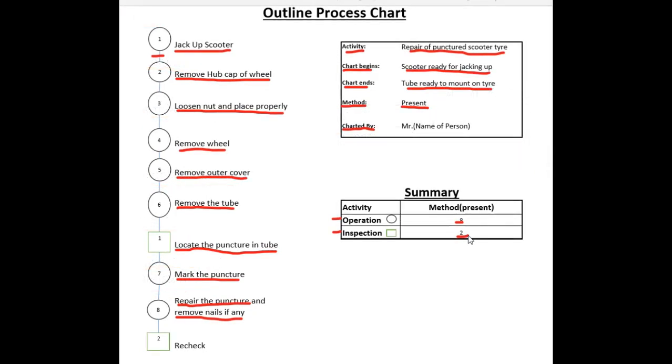With the help of this chart, which shows the present method, we can find unnecessary activities, or activities that have no role in repairing the puncture of the tube. So we can optimize the overall process, find the unnecessary activities and reduce the overall timing of that activity. In this way we can prepare an outline process chart.